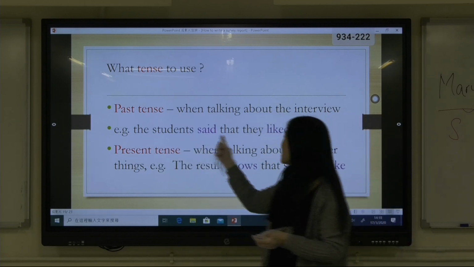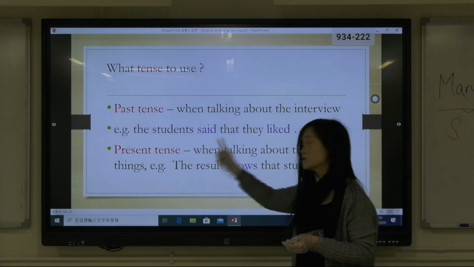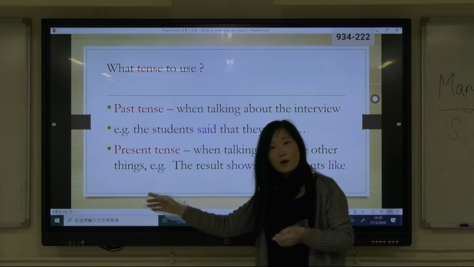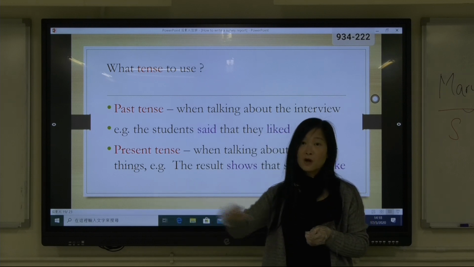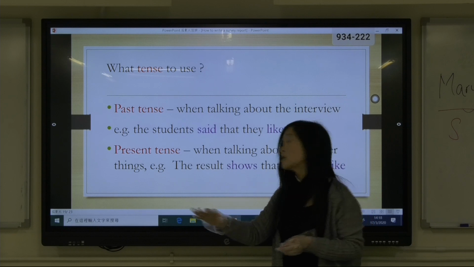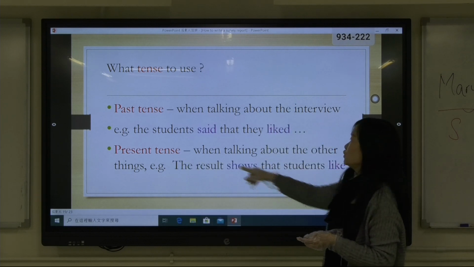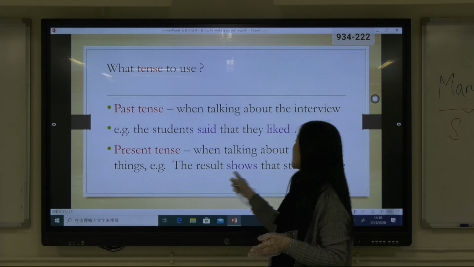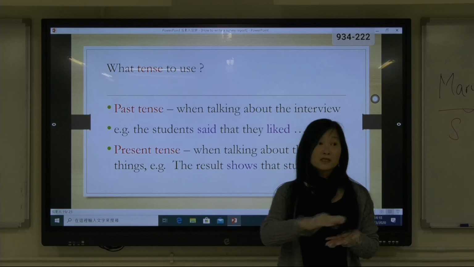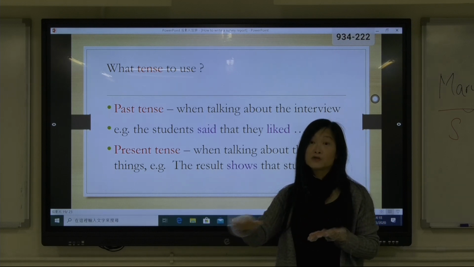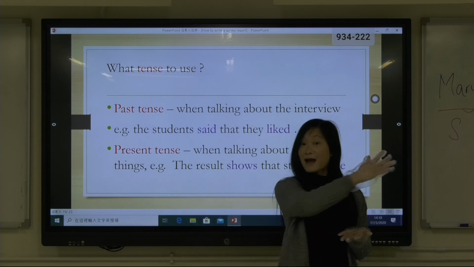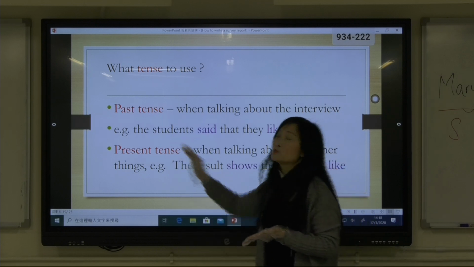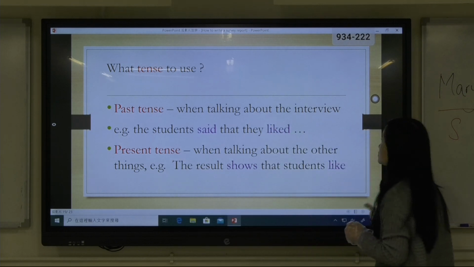For example, the students said that they like, look at these, reported speech, right? Said that they like. So past tense. But when you are writing about the situation that is going on, most of the parts of the report, you need to use present tense. So when talking about most of the other things, like this, the result shows that students like. So this is the situation that is going on now. Students like swimming. They liked swimming before, they like swimming now, and they will like it. So we use present tense. So are you okay with this? Present tense and past tense?